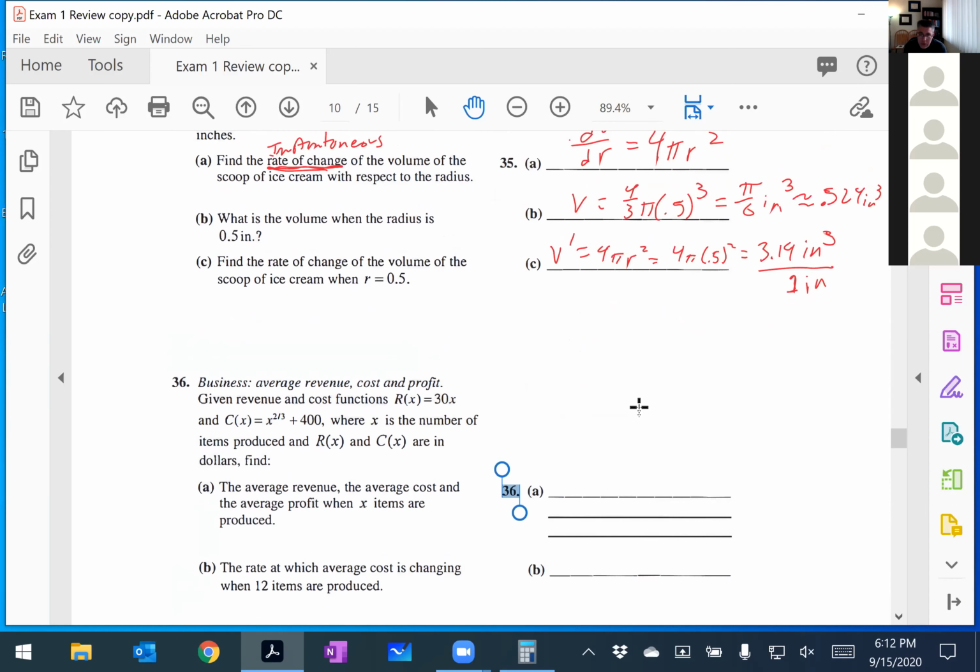Okay, 36. The revenue is 30x. The cost is x to the 2/3 plus 400, where x is the number of items produced. Find the average revenue, the average cost, and the average profit. The average revenue is going to be equal to 30x over x, which is just 30. That's the average revenue.